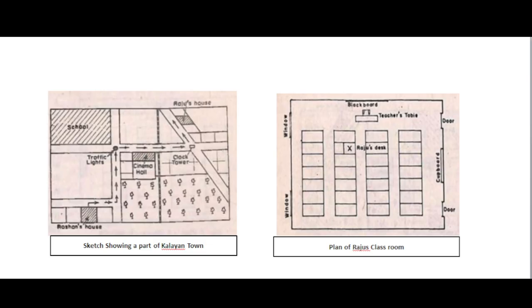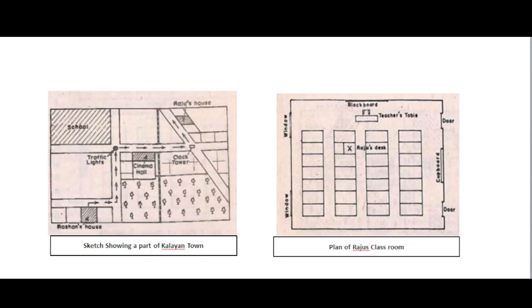Sometimes we want to know the actual measurement of various objects in our surroundings. For example, you may like to know the length and breadth of Raju's classroom. To know that, you will require a plan such as you can see in this figure. So compare the scale of the plan with the scale of the map. You will notice that while 1 centimeter on the plan shows 1 meter on the ground, 1 centimeter on the map shows 1 kilometer.